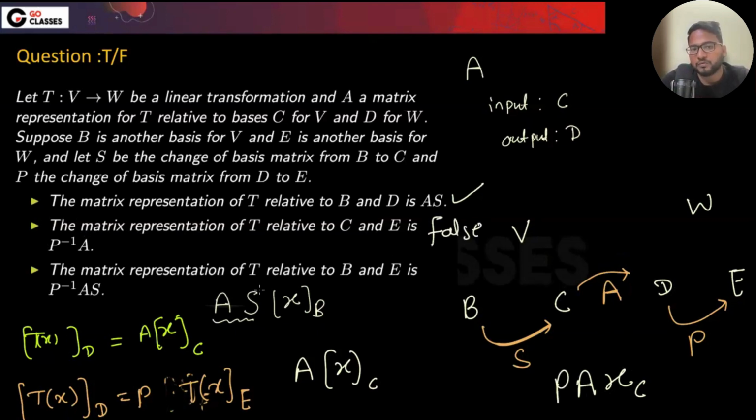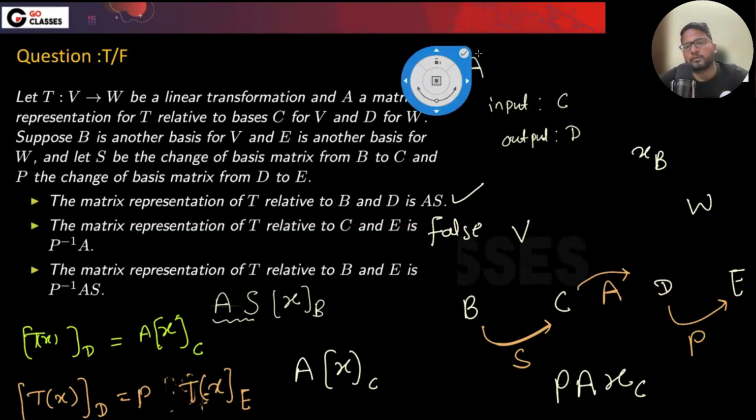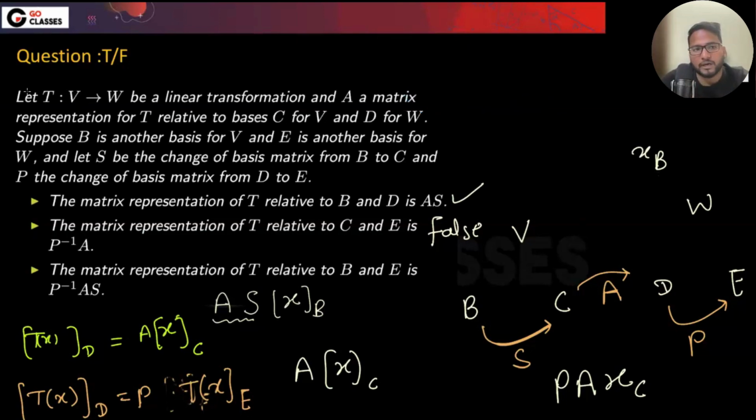The matrix representation of T relative to B and E. So basically, they are saying B to E. So if the vector is in B, let's just check. The vector is in B. What you will do? You want E finally. So what you will do? You will first multiply by S because you can convert to C, and then you can multiply by A so that you can transform it, and the final vector is in D, and then you can multiply by P, right? So it should be PAS. Okay. I will check if there is any misprinting in this P.